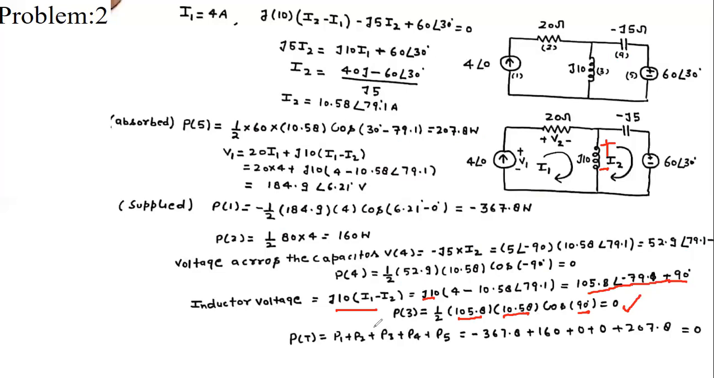And if we take the sum of the powers P1, P2, P3, P4 and P5, the total sum of the power is 0. That is the rule of conservation of power. Power can neither be created nor destroyed, so the power supplied from the source is equal to the power consumed by the elements.